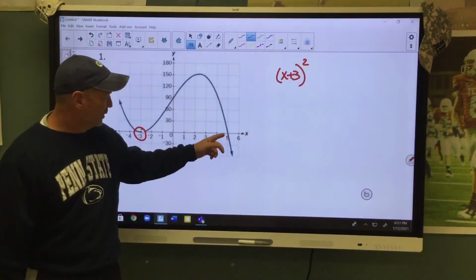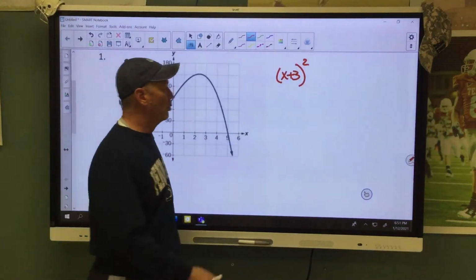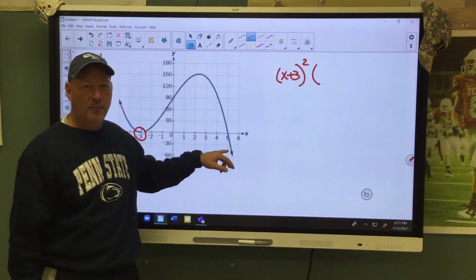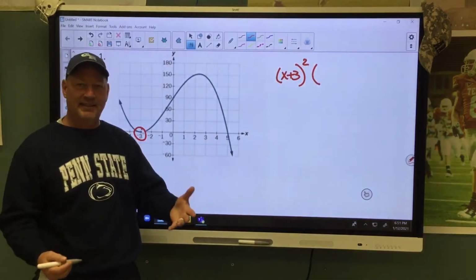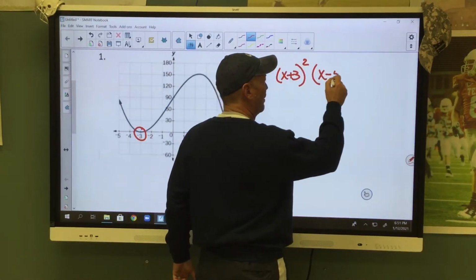My next root is over here at 5. So we're going to have another root at 5. But what is the opposite of a positive 5? That's a -5. So that root came from x minus 5.